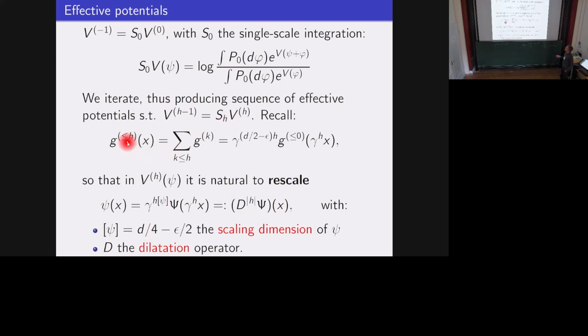So to do that, you have to rescale. You have to use the scaling properties coming from this definition of the two-point function. You recognize that the propagator on scales below h is this rescaling of the original propagator. So inspired by this, you rescale fields, and the scaling involves this scaling dimension of the Grassmann field, which is in this case d over 4 minus epsilon over 2. This is the scaling dimension of the field.